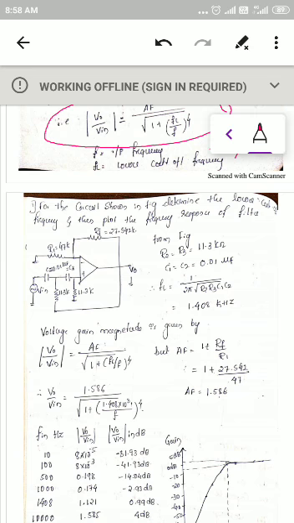From the figure, R2 and R3 are equal to 11 kilo ohm, and C1 and C2 are 0.01 microfarad. We know that FL is equal to 1 divided by 2 pi root of R2 R3 C1 C2. If all the resistances are equal, FL is equal to 1 divided by 2 pi RC.